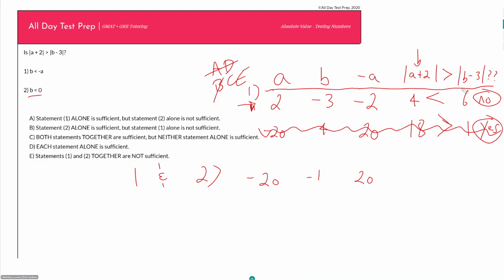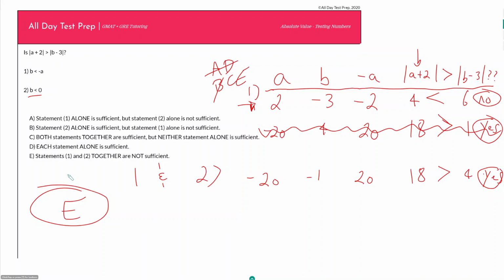Therefore, let's see what this gives us. So -20 plus 2 gives us -18. Absolute value of -18 is just positive 18. Then b minus 3 should just be 4. And we get what we want. 18 is greater than 4. Therefore, we have our yes. Therefore, we have our no and our yes. Therefore, even together, our statements are insufficient. And we have proven that, because you can prove insufficiency when testing numbers. You just can't prove sufficiency necessarily. So here our answer is E.